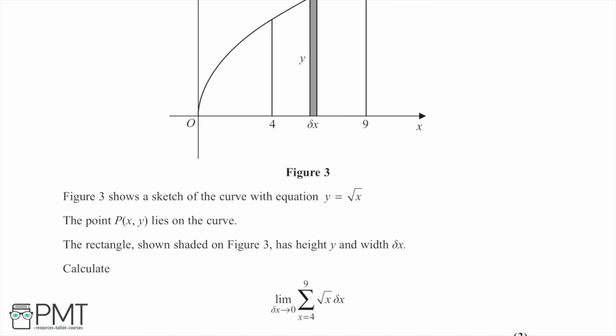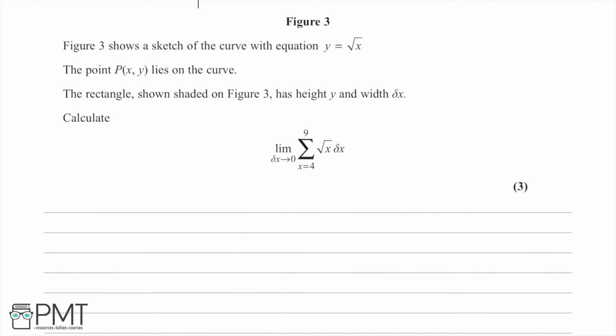We're asked to calculate the limit as delta x tends to 0 of the sum from x equals 4 to 9 of the square root of x delta x. So effectively what we're being asked to do is, as this delta x here gets really small towards 0, what is the area between 4 and 9? So we know that we can work out the area by integrating. And we know that the definition of the integral is going to occur when, in this case, delta x tends to 0.